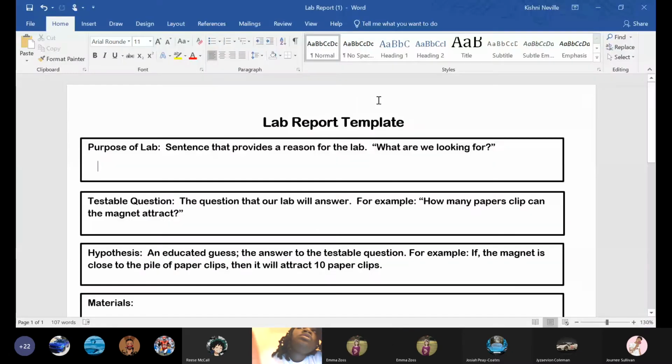Please turn your cameras off. Please turn your camera off.